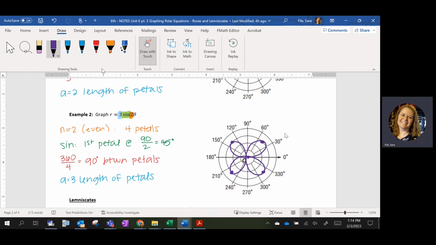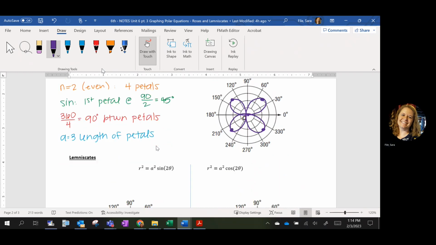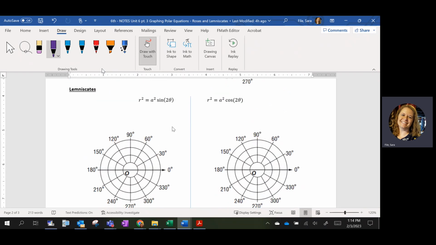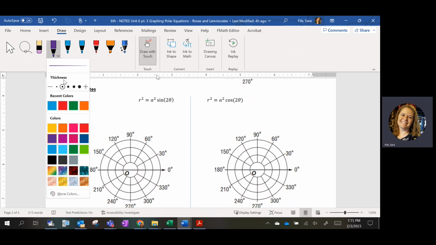All right, so then the last shape we're going to talk about is called a lemniscate. Okay, the equation looks similar to the rose curve equation because there's a 2 theta inside the sine or cosine function, okay? But there's not going to be 4 petals. This is a different equation. What is different about it? You see the squared value. It's not r equals, it's r squared equals.